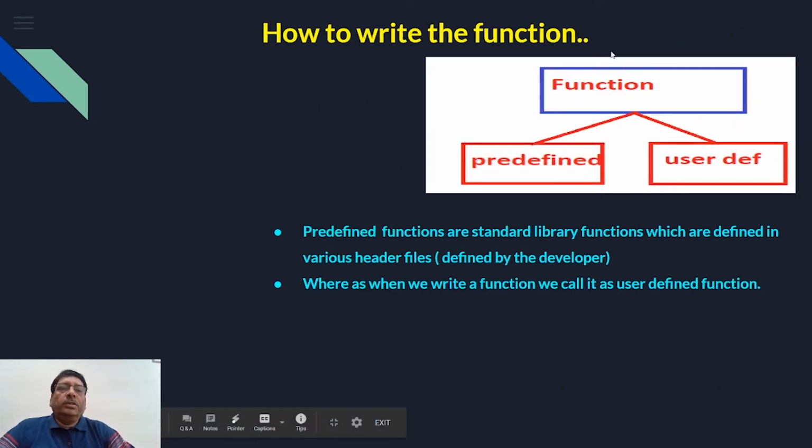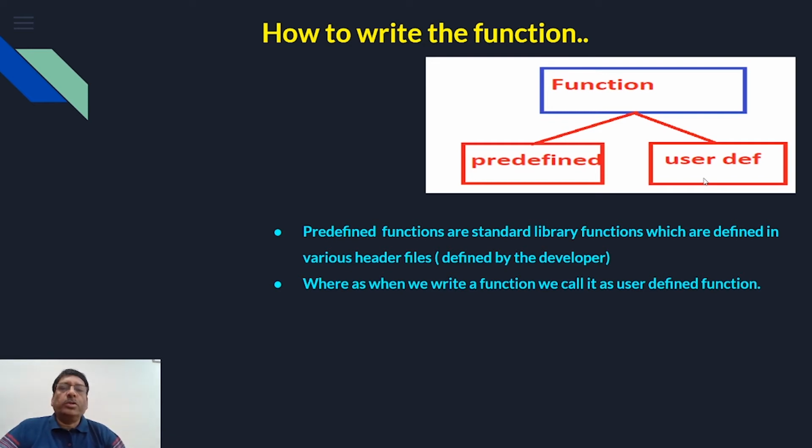How to write the function? Whenever you are trying to write a function, your functions can be classified as predefined functions and user-defined functions. Predefined functions are the standard library functions which are defined in various header files. Like in the previous video, we have seen how to work with functions associated with strings, like string length, string copy, string compare, and so on. These are all predefined functions. So when you write a function on your own, then you call it a user-defined function.